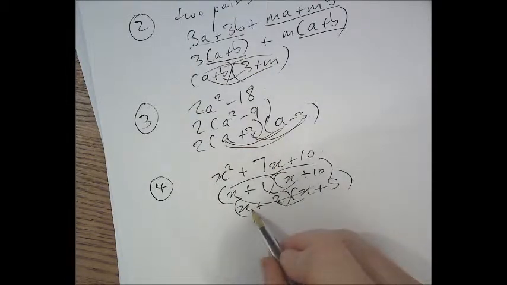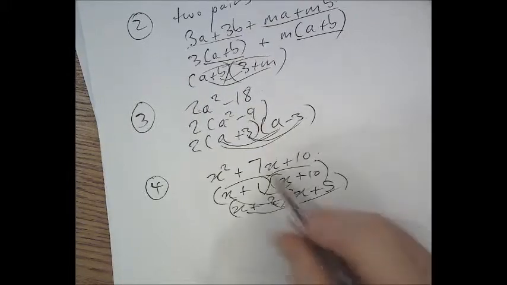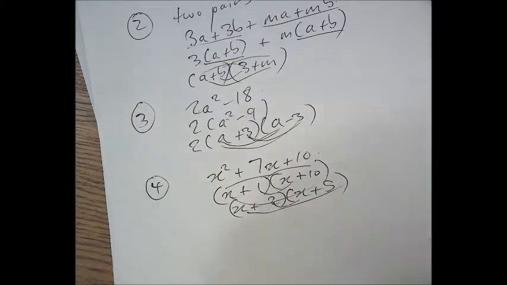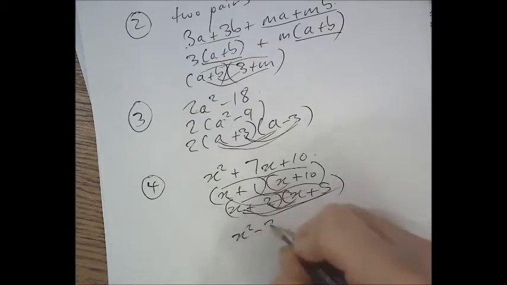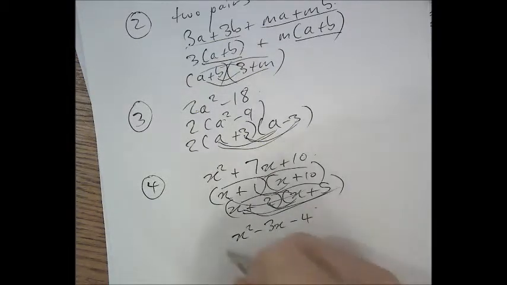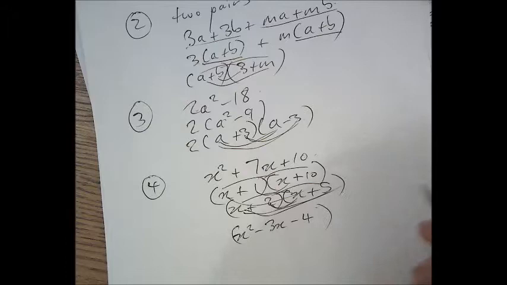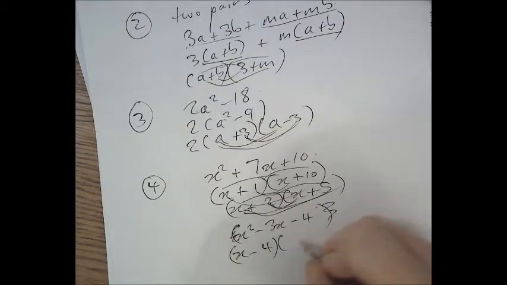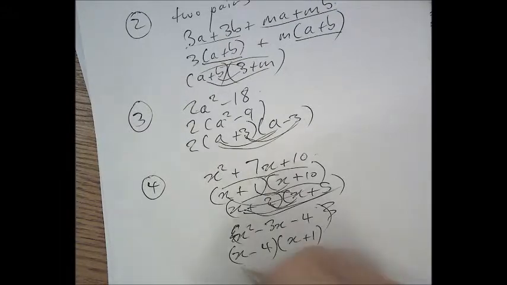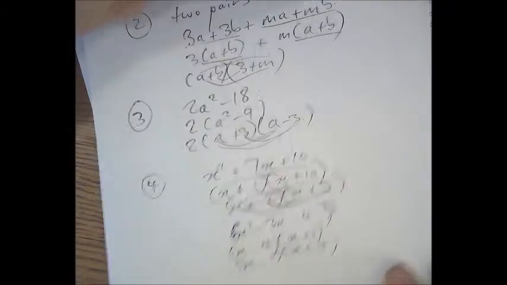2x, 5x, that'll be the 7x. This is good to go. Always check that it works. Left eyebrow sweet, right eyebrow sweet, nose sweet, mouth sweet. Don't forget you've got negatives. That gives you a fair bit of room, lots of room to play with. So x minus 4, x plus 1, or x minus 1, x plus 4. Plenty of room to muck around.